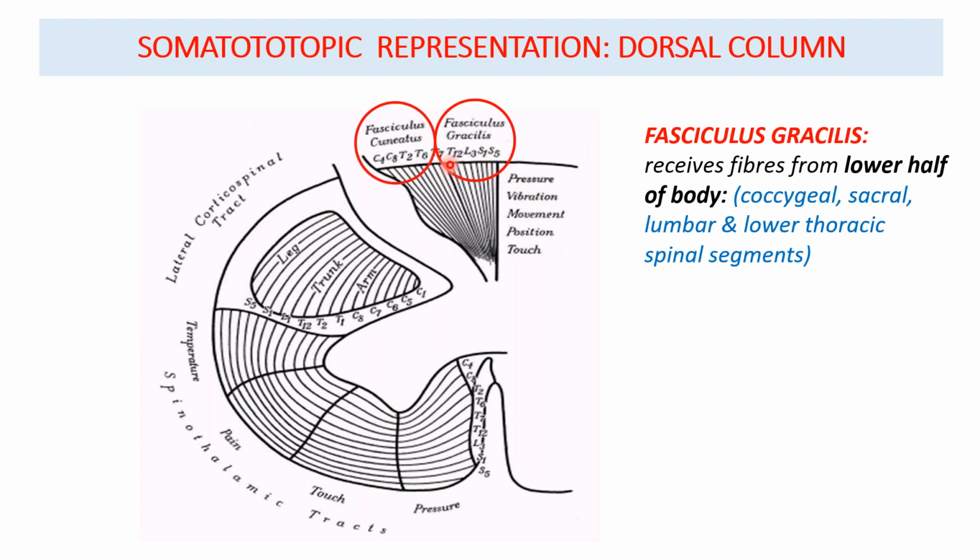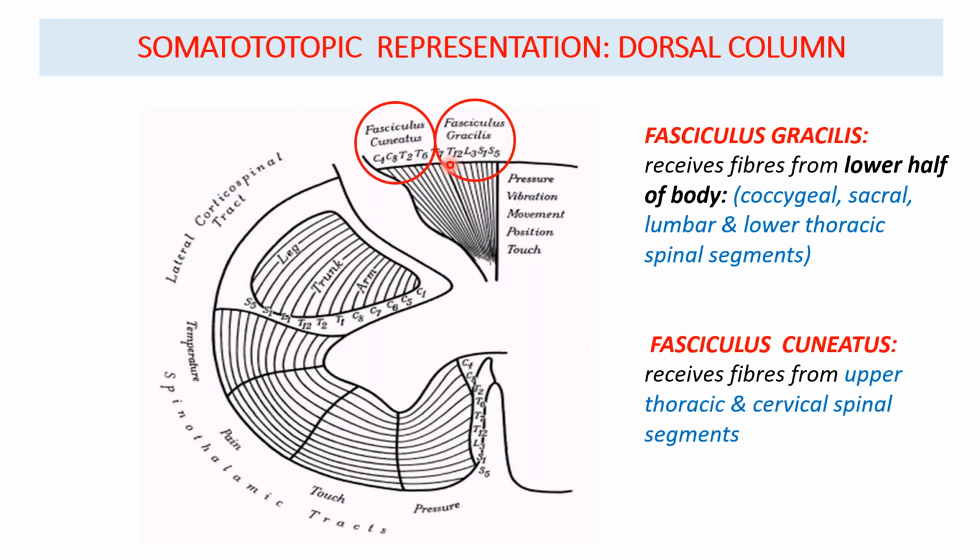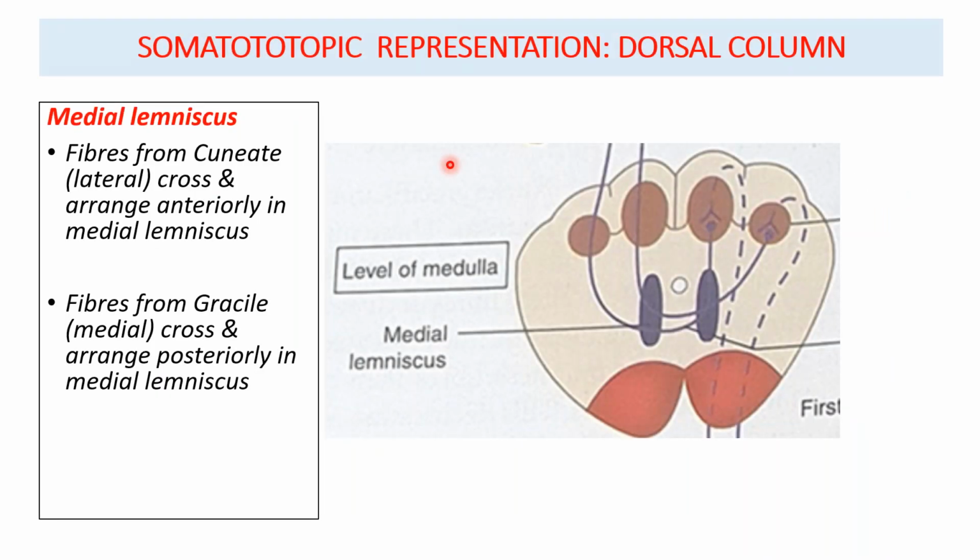And in the fasciculus cuneatus, more laterally, the fibers are received from the upper thoracic and the cervical spinal segments, from the upper half of the body. Now let's see the same somatotopic representation in the medial lemniscus also. Again I've shown how sacral, lumbar, thoracic and cervical representation is arranged. This is a simplification, so if you remember this picture, you will remember the somatotopic representation.